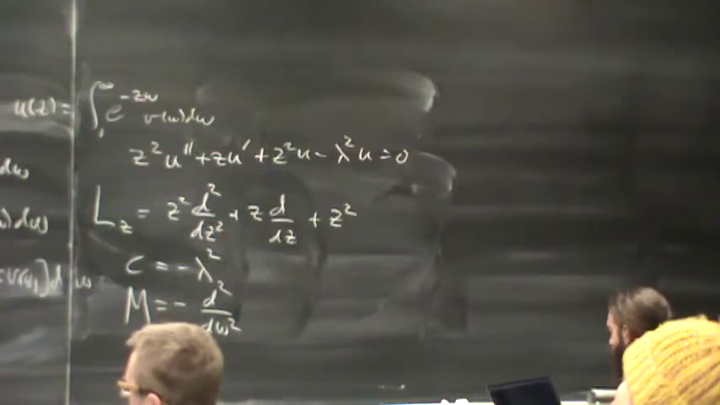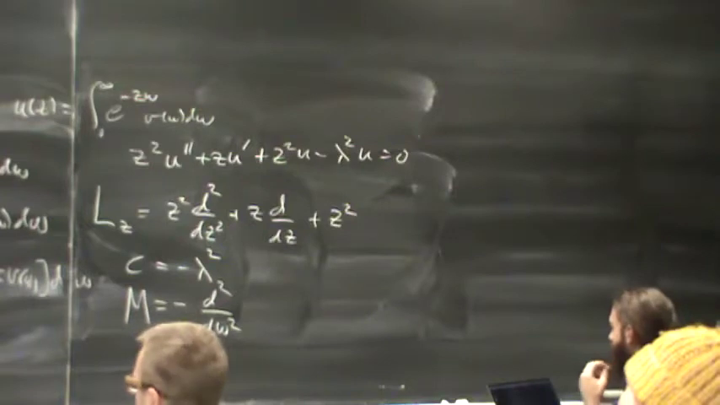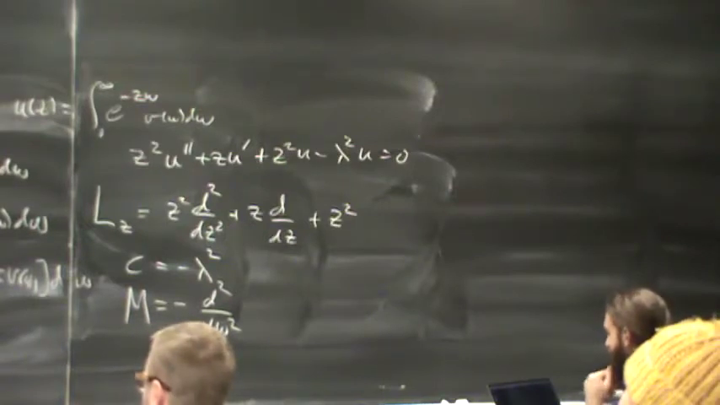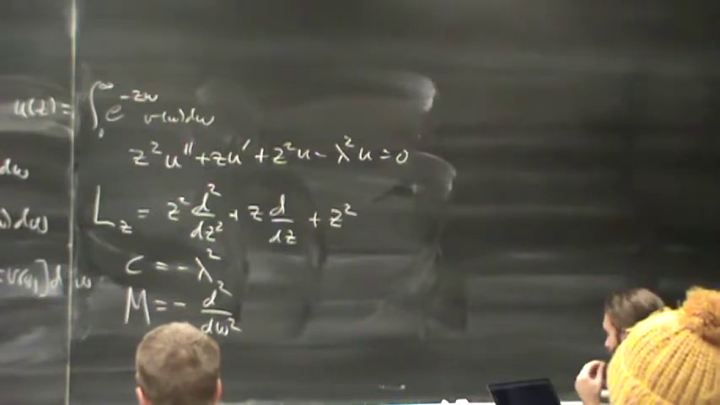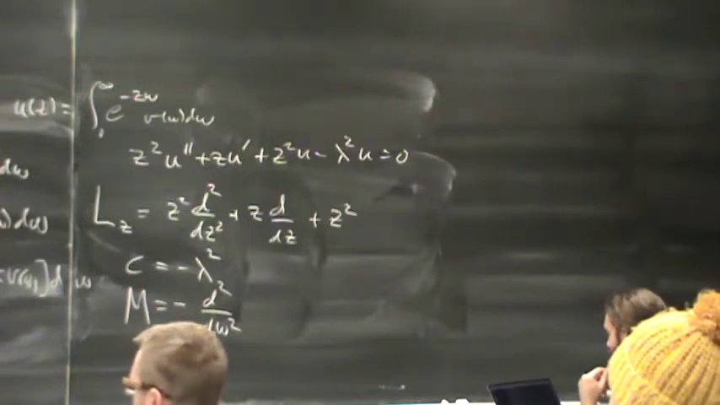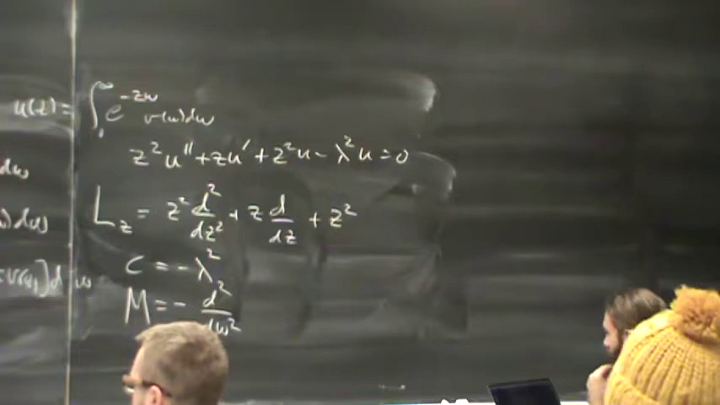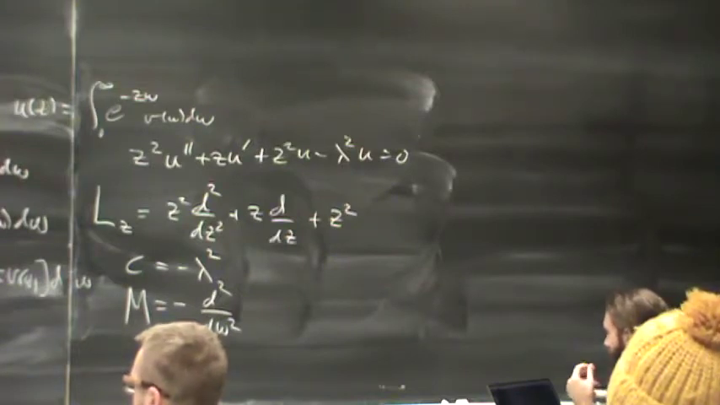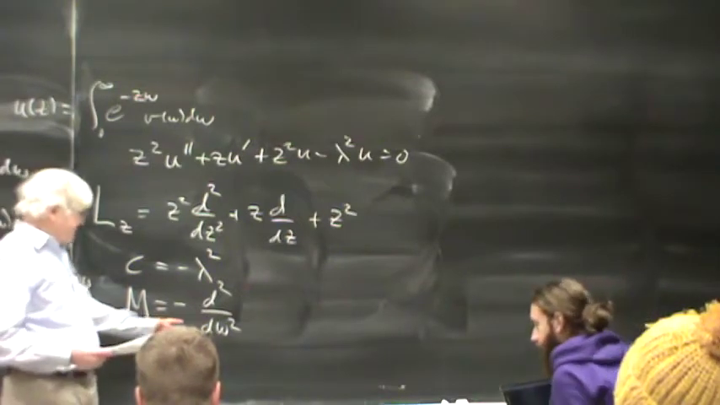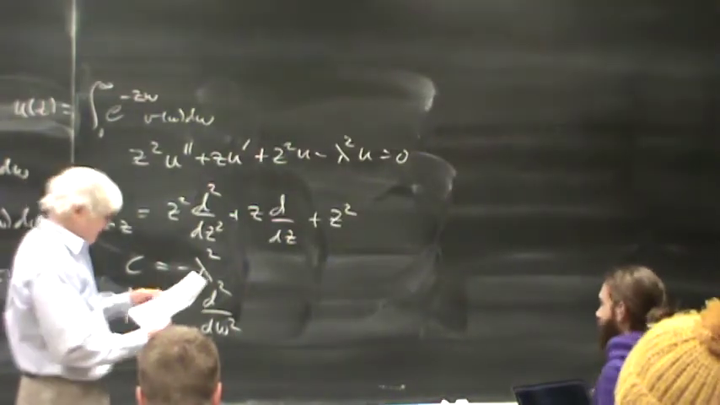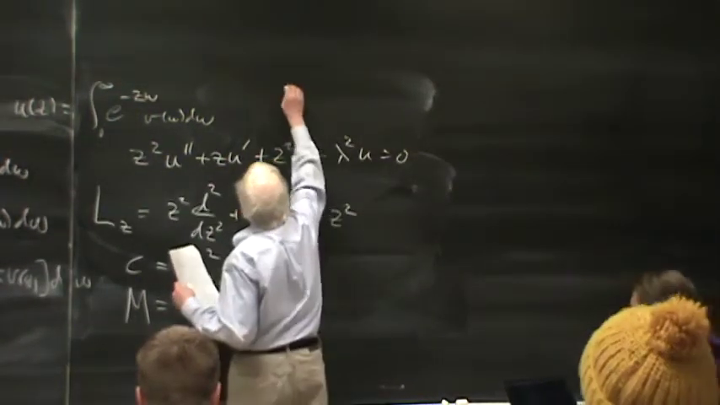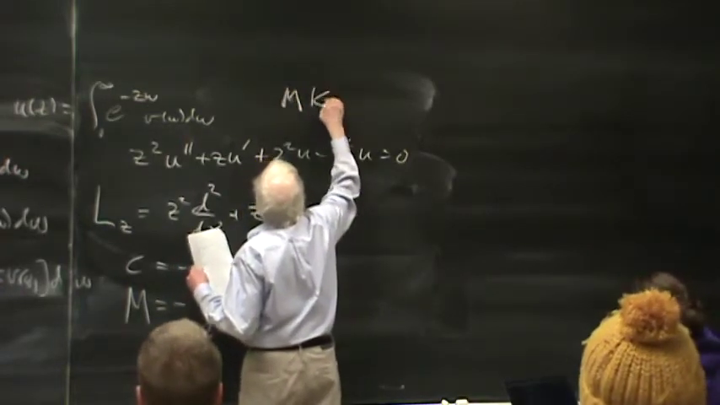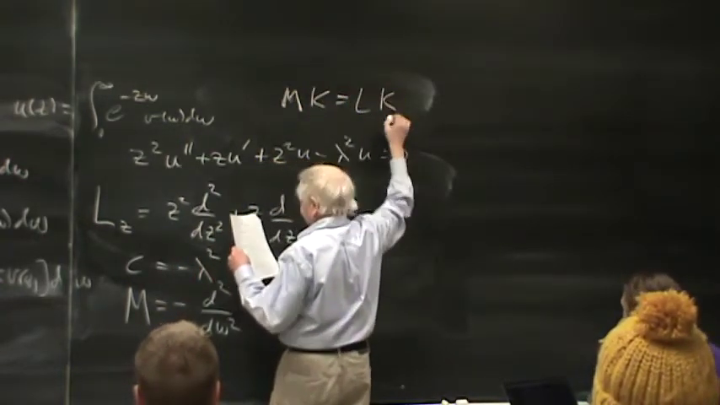Okay, that's actually what one does. In other words, you want something really simple, like M is minus d2 dw squared. If that's the case, find a K that does this. All right, so let's do that. M is minus d2 dw squared, and so what we want is MK is equal to LK.